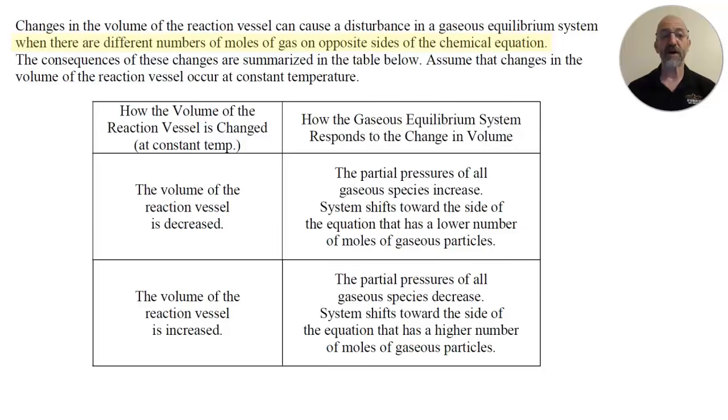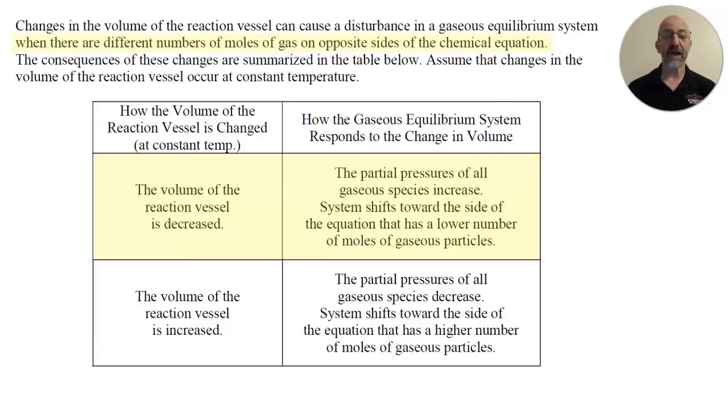So, how is the volume of the reaction vessel changed? Well, one possibility is that the volume of the reaction vessel is decreased. So if that were to happen, the partial pressures of all gaseous species increase, and the system shifts toward the side of the equation that has a lower number of moles of gaseous particles.